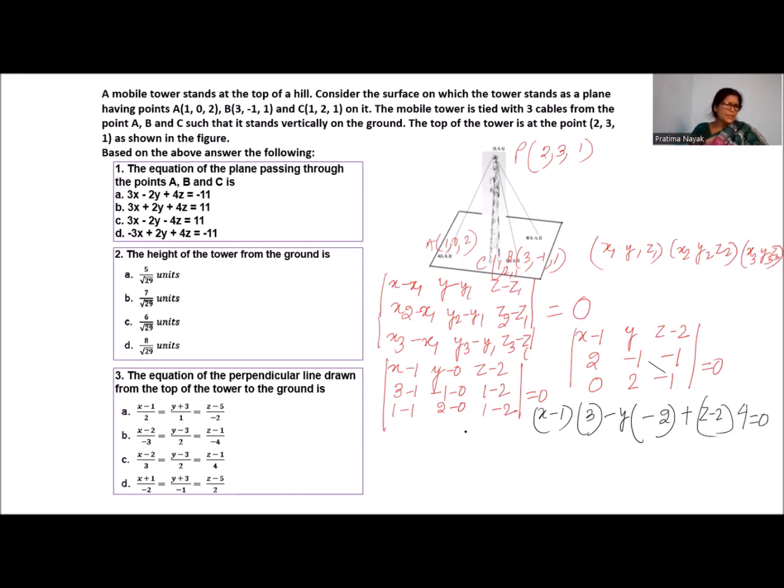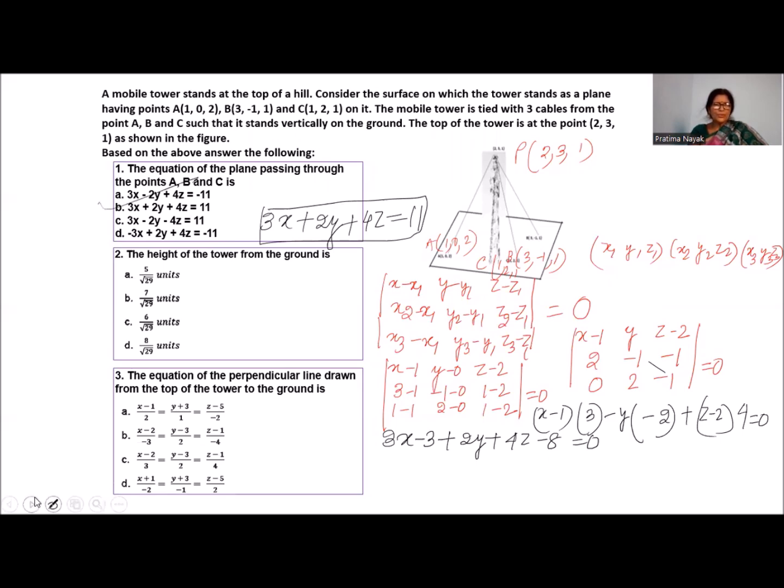Let us simplify this. I get 3x minus 3 plus 2y plus 4z minus 8 is equal to 0. Or if I simplify, I get 3x plus 2y plus 4z is equal to 11. So this is the answer. So where is the answer? Option B will be the answer of this question.